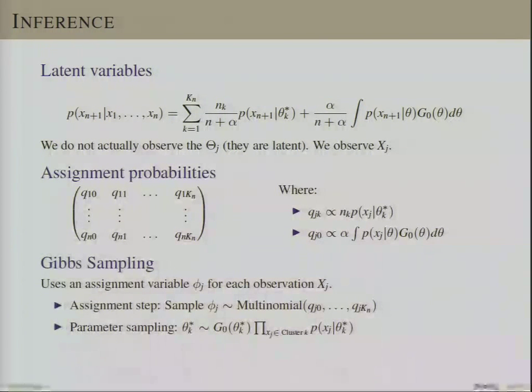Okay, and now how do we do Gibbs sampling with this? Well, we use this matrix here to sample assignment variables. So these are variables where the value of this variable is a cluster index. So for each observation xj, we have a variable phi j, and the value it takes is the index of a cluster. So 1 through Kn. Or it could take value 0, and that means create a new cluster for this point.